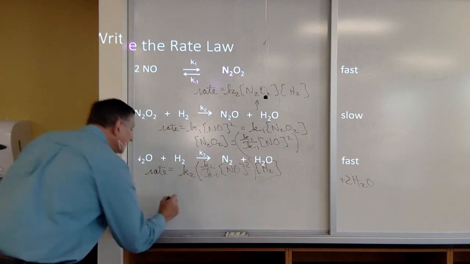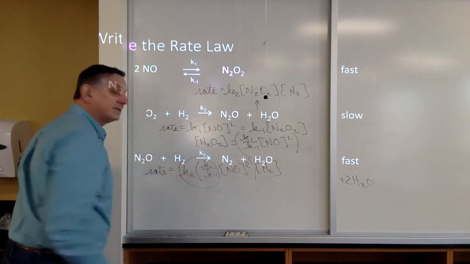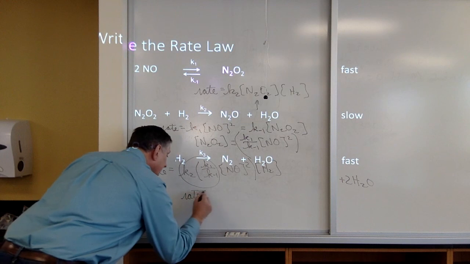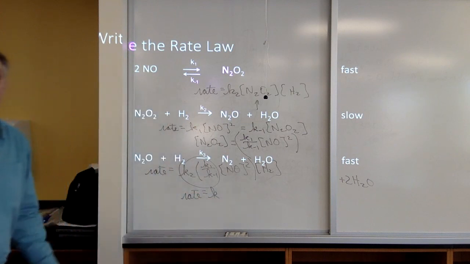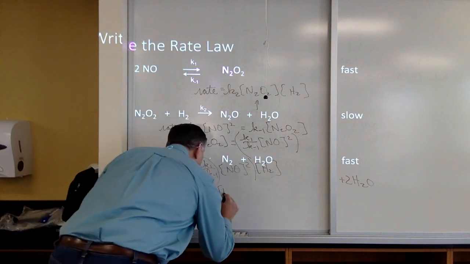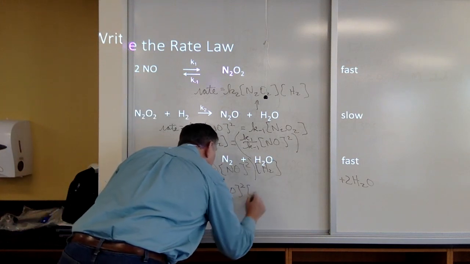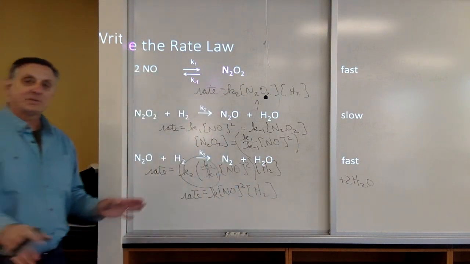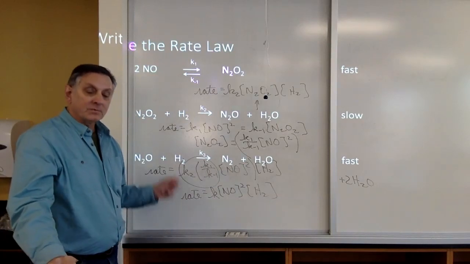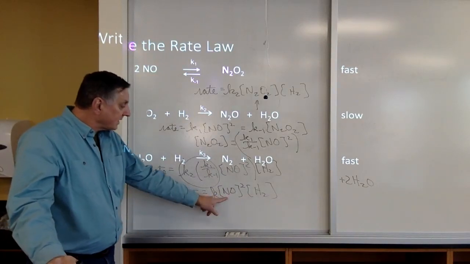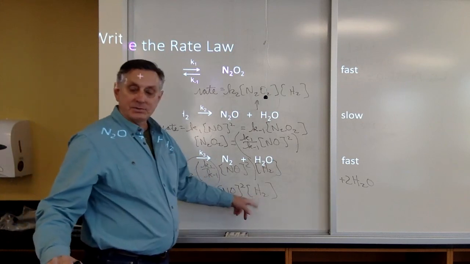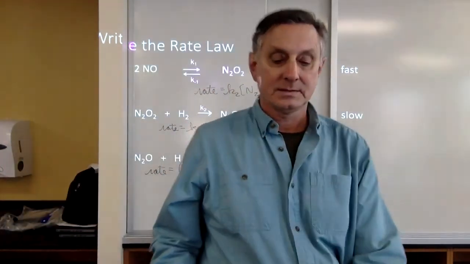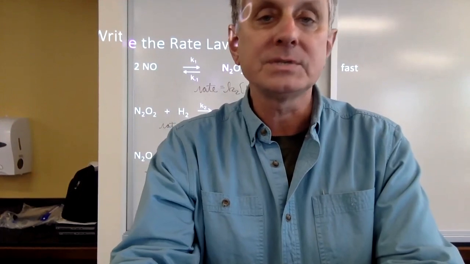Perfect. Okay. So now we take all three of these, because these are just constants, they're just numbers. The rate is equal to, we'll call this generic K, times NO squared times H2. So our overall rate law, the rate law for this reaction, it's second order in NO, first order in H2, third order overall. Okay, beautiful. We will see you on Wednesday.